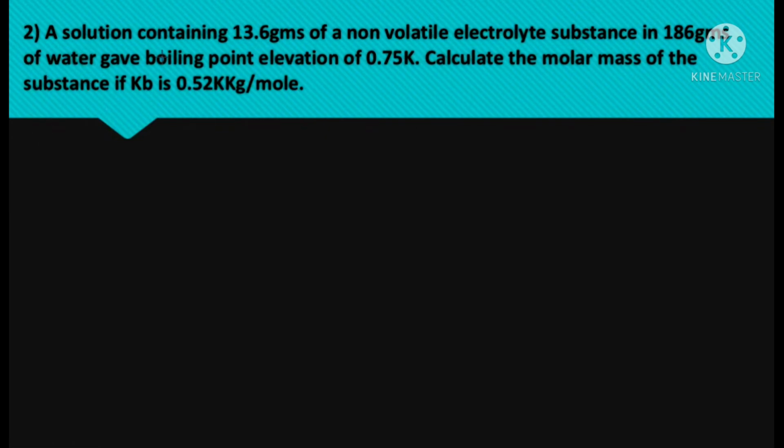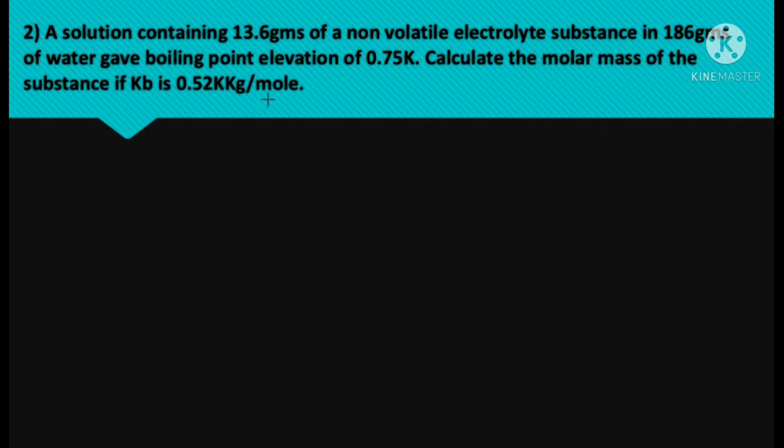Read the problem, students. A solution containing 13.6 grams of a non-volatile electrolyte substance in 186 grams of water gave boiling point elevation of 0.75 K. Calculate the molar mass of the substance if Kb is 0.52 Kelvin kilogram per mole. See, in this problem they have given all the other data and they are asking you to calculate the molar mass. So you can substitute all the values in the formula to calculate the molar mass.